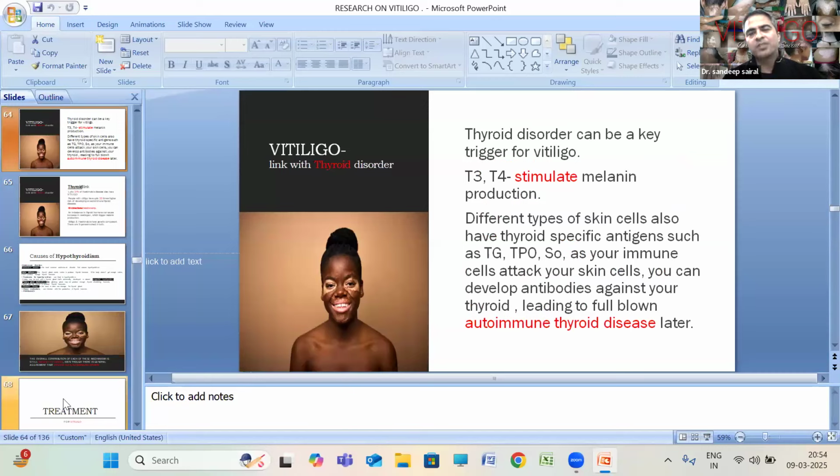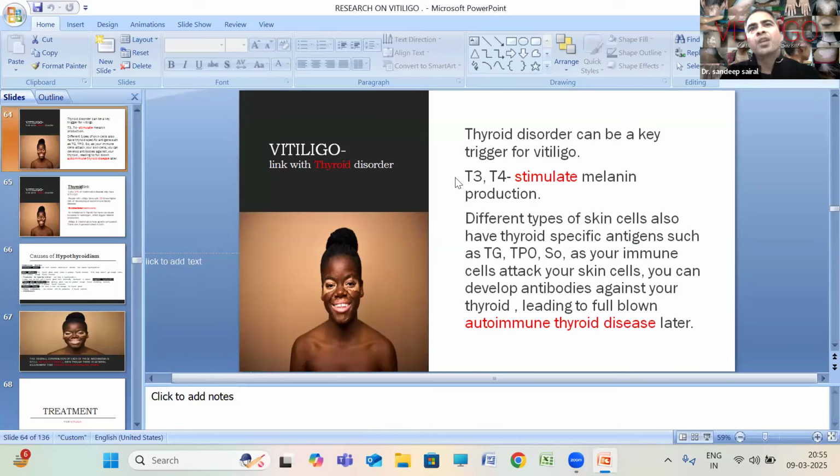And the correlation is, see, we are considering it as an autoimmune disorder. When we consider it as an autoimmune disorder, what happens? Your immunity attacks your own body's healthy cells. Especially in our case, it's attacking your melanocytes. And while doing so, you have some thyroid-specific antigens also in your skin, like thyroglobulin and thyroid peroxidase. So somehow the thyroglobulin and thyroid peroxidase antigens are also damaged. What happens? Antibodies develop against this thyroid peroxidase.